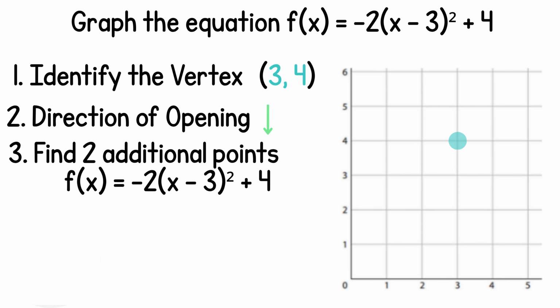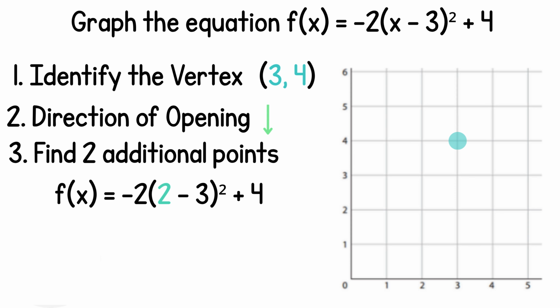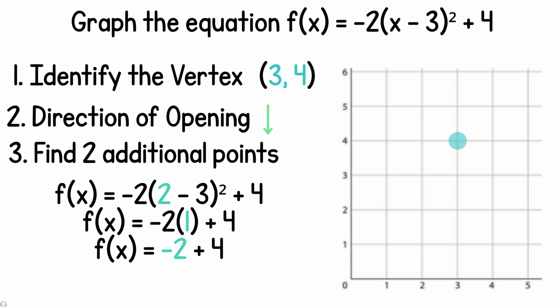Now we're going to find two additional points so we can see the shape of this parabola. So we'll take the equation they gave us and we'll replace x with one x value before the vertex and one right after the vertex. So we'll start with when x is 2. 2 minus 3 will give us negative 1, and negative 1 squared will give us positive 1. Multiplying negative 2 times 1 gives us negative 2, and adding that to 4 gives us a final answer of 2. So we'll plot the point (2, 2) on our graph.